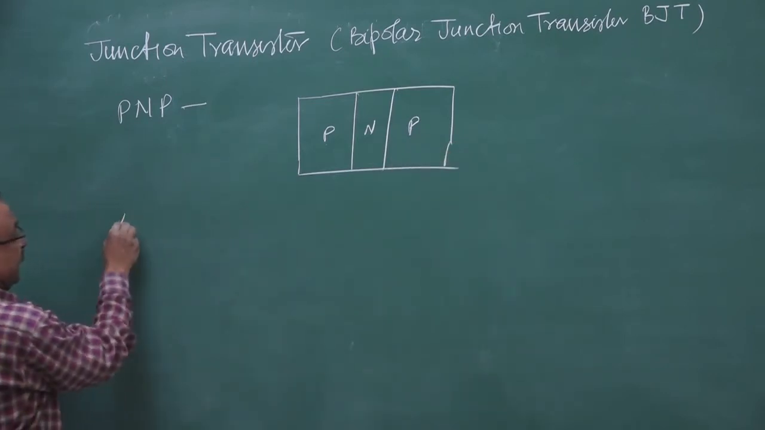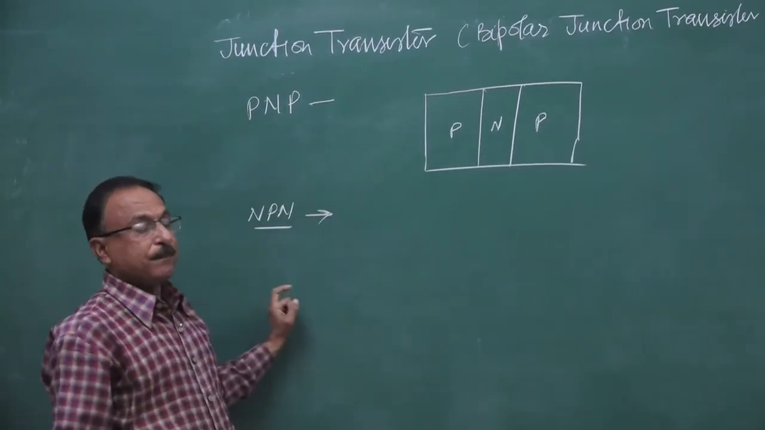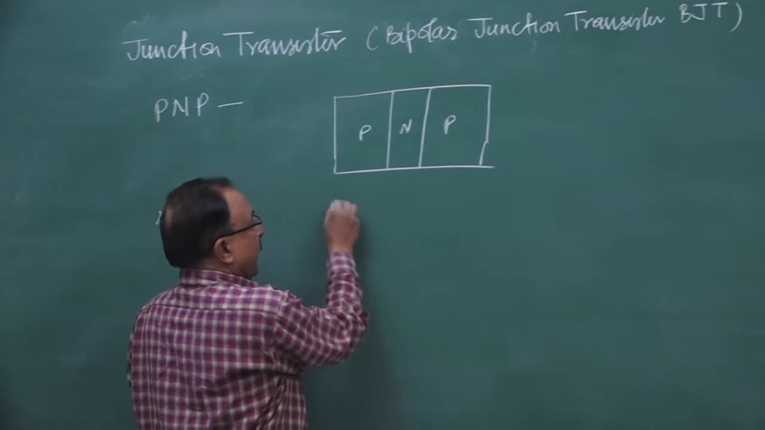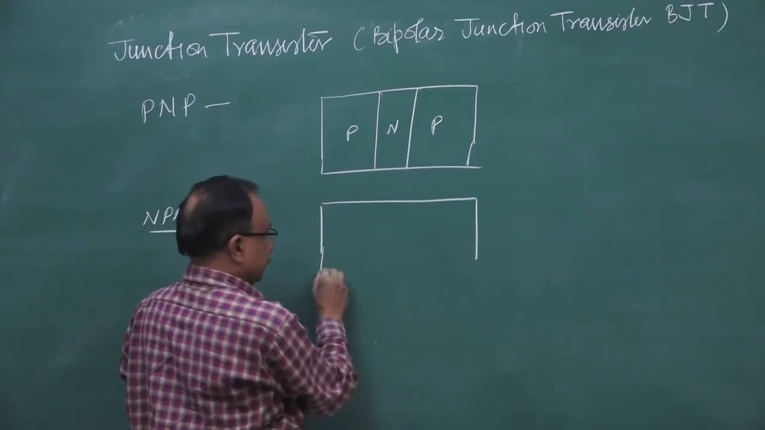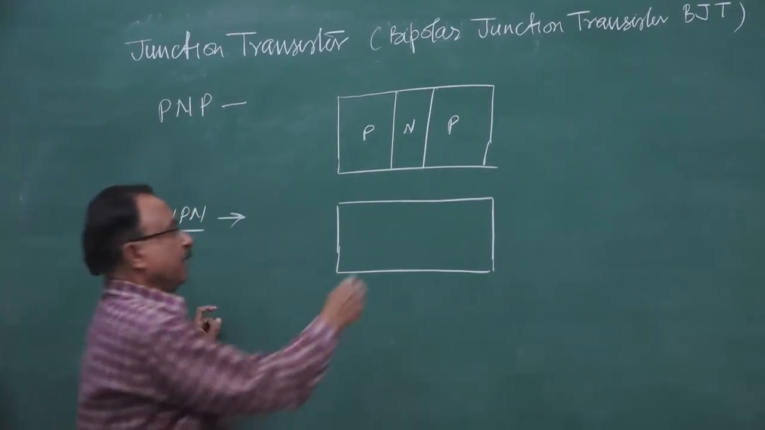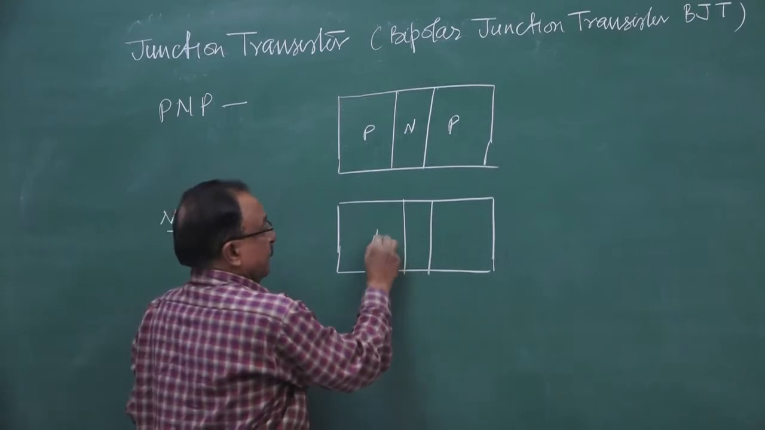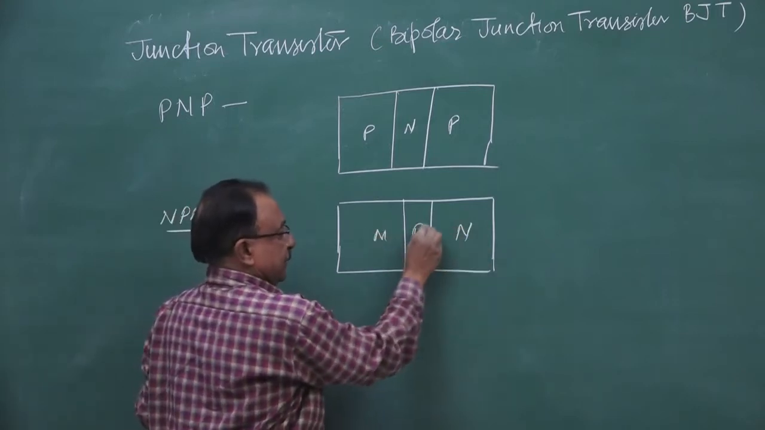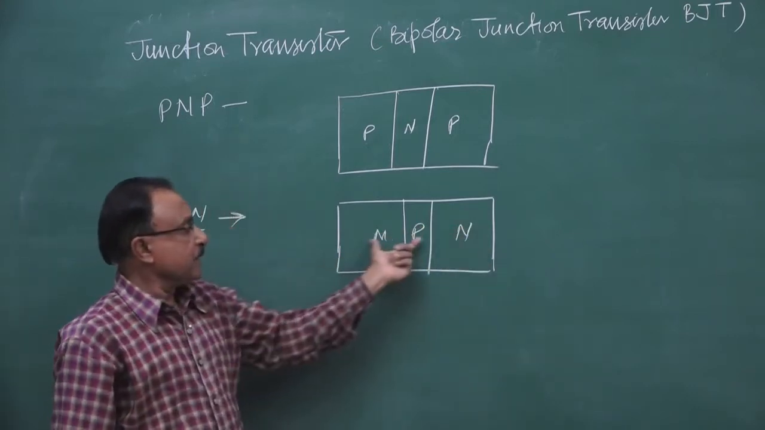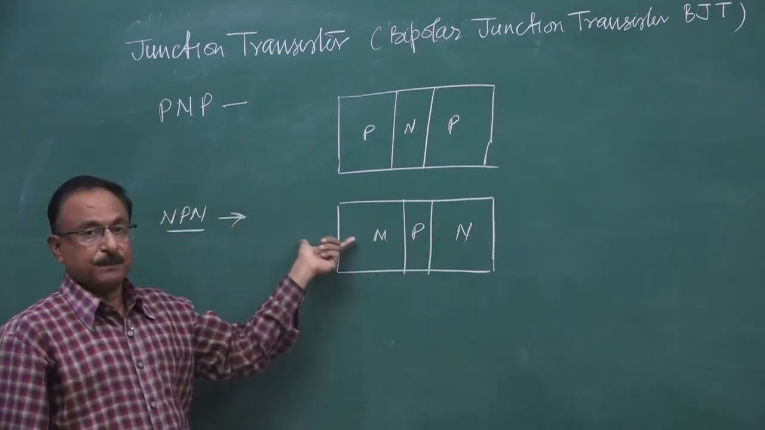Another one is like the same, NPN junction transistor. Here between the 2 N-type semiconductors or 2 N-type doped region, we develop a very thin P region. Then such an arrangement, such a device we call NPN transistor.